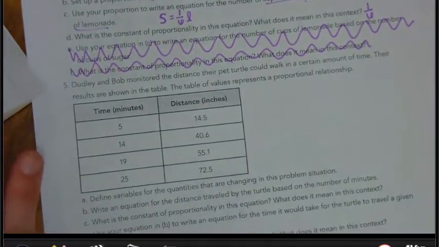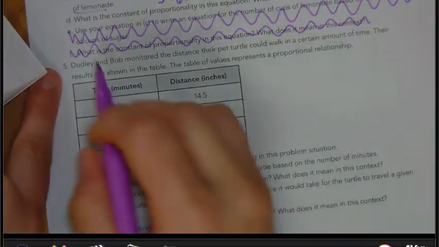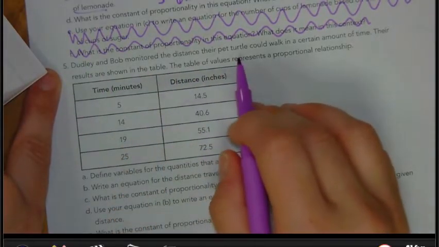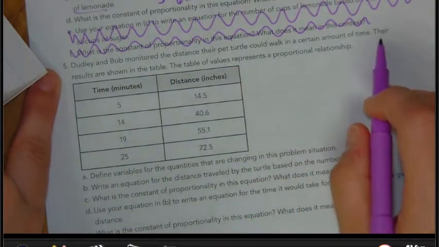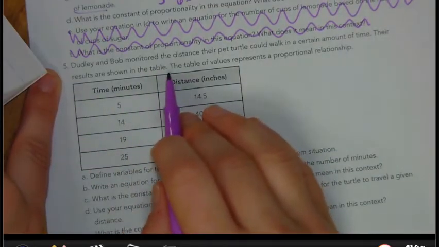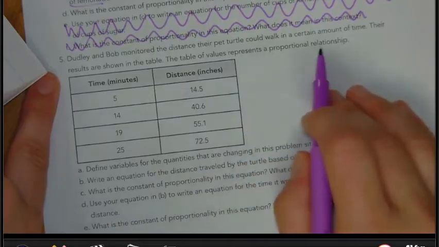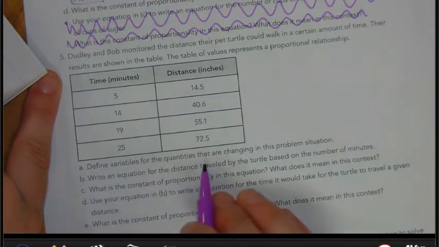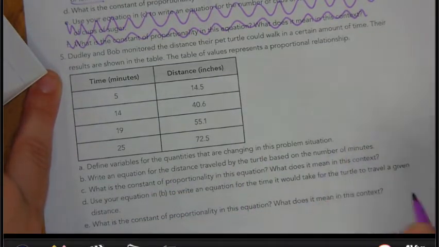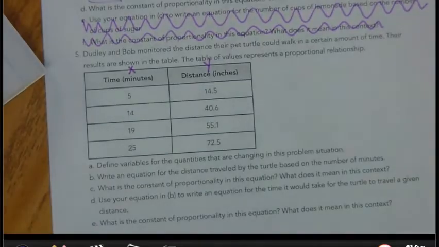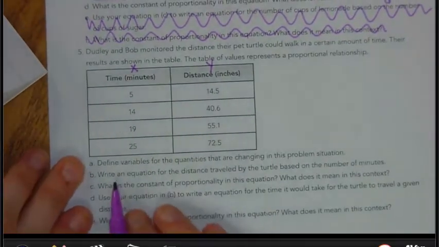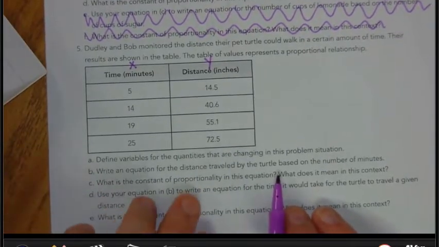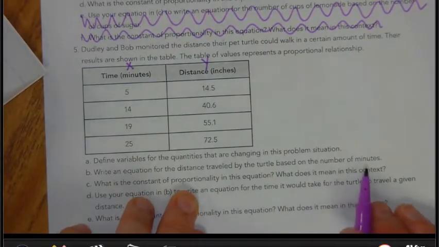All right, number 5. Dudley and Bob monitored the distance their pet turtle could walk in a certain amount of time. The results are shown in the table. The table of values represents a proportional relationship. So define the variables for the quantities that are changing in the problem. Well, time is changing as X and distance is Y. Write an equation for the distance traveled by the turtle based on the number of minutes.